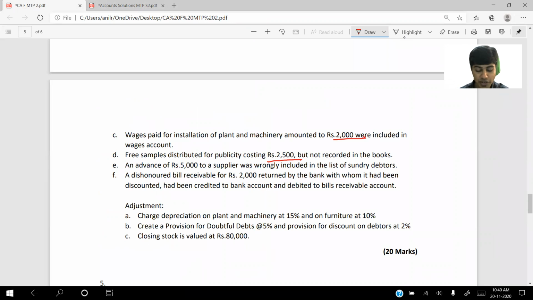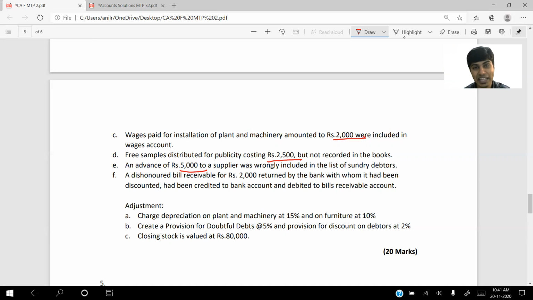An advance of rupees 5,000 to a supplier was wrongly included in the list of debtors. So you have given advance to a supplier, a creditor, but it is wrongly written as debtor. At the end of the day, a debtor is a debtor, a creditor is a creditor. So I will deduct it from my debtors and write it as a separate item on the balance sheet asset side. At the end of the day, it is an asset, but you wrongly included it in debtors. So let me do that.